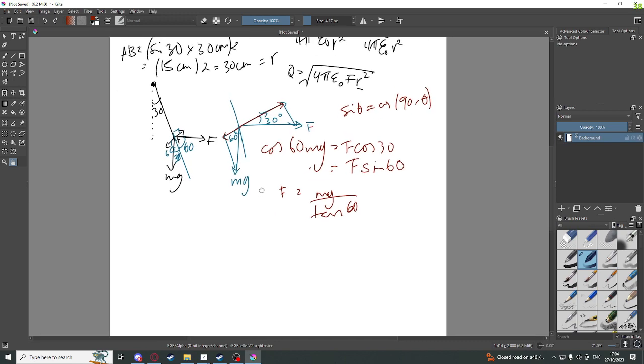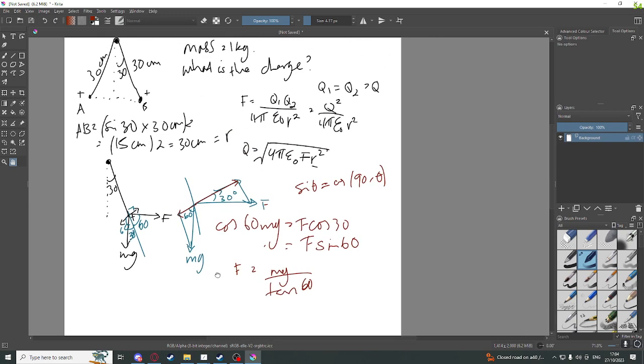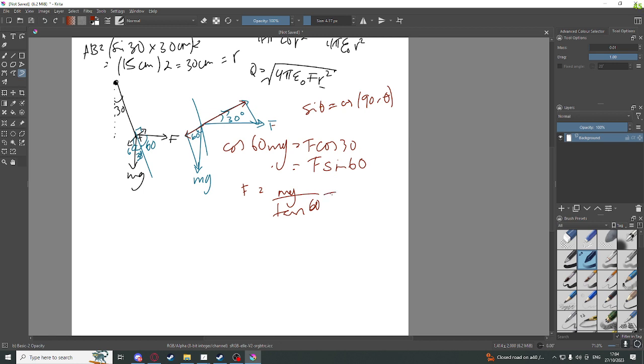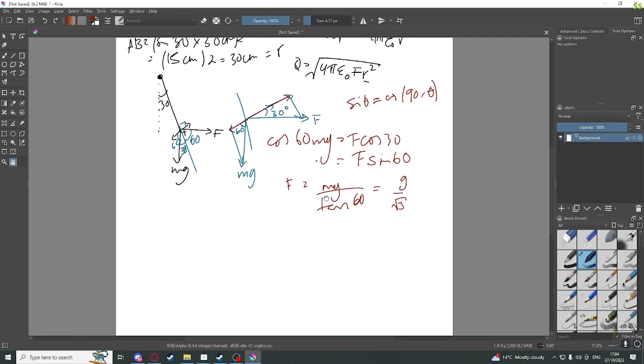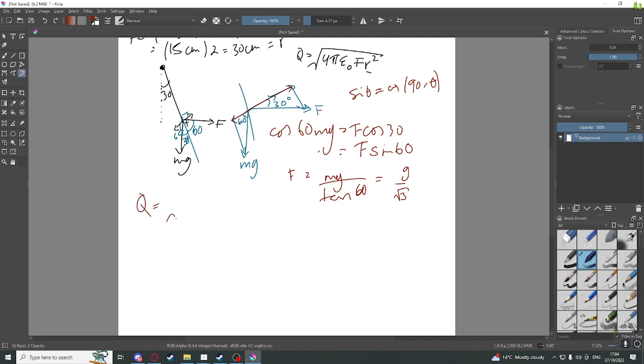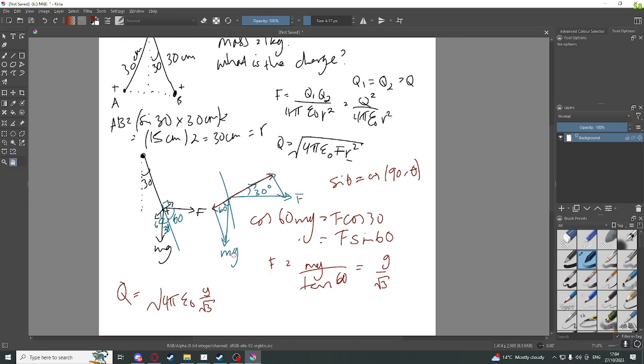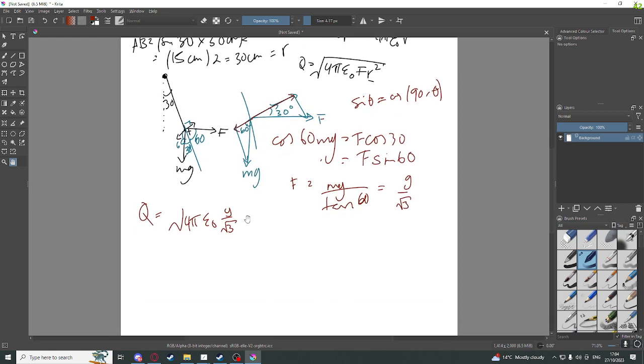Okay. And my mass is just 1, so this becomes g over tan 60, which is root 3. So g over root 3 is my repulsive force, and so the point charge is 4 pi epsilon 0 times my force, which is g over root 3, times r squared. R was 30 centimeters, which is 0.3 meters, squared.